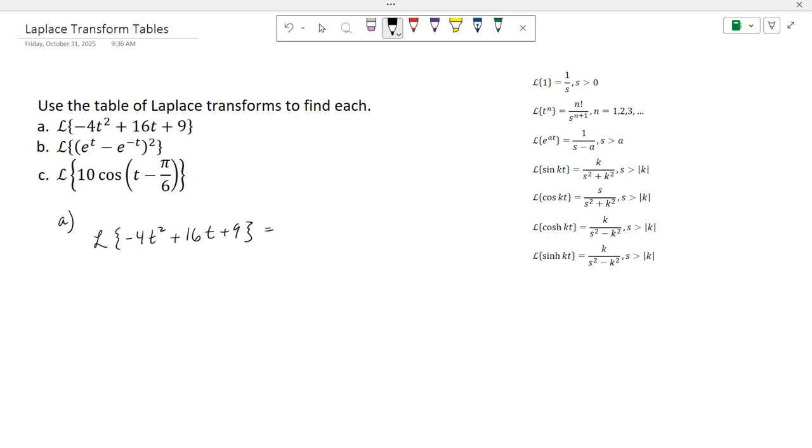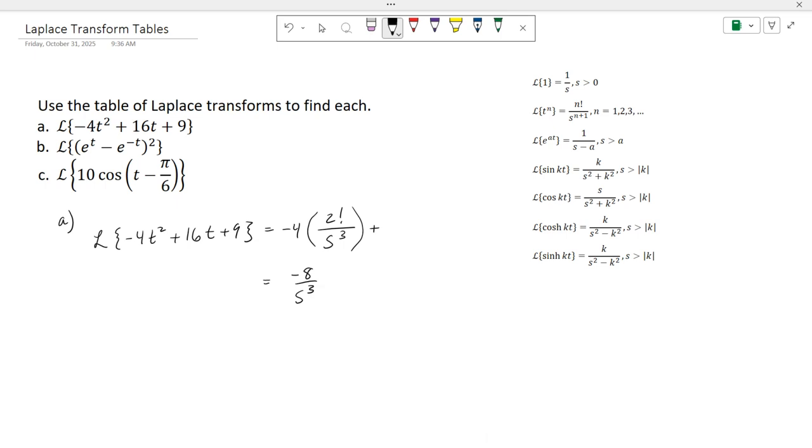So I have negative 4t squared. And looking at my list over here, the second one is a power of t. And so the negative 4 is really just going to hang out front times, and in this case, n is 2. So I'm plugging in 2 to n factorial over s to the n plus 1. So that's going to be 2 factorial divided by s to the 2 plus 1, so s cubed. Right, and so just sticking with this one, 2 factorial is 2 times 1, which is 2. So I get 2 times negative 4, which gives me negative 8 over s cubed for the first term.